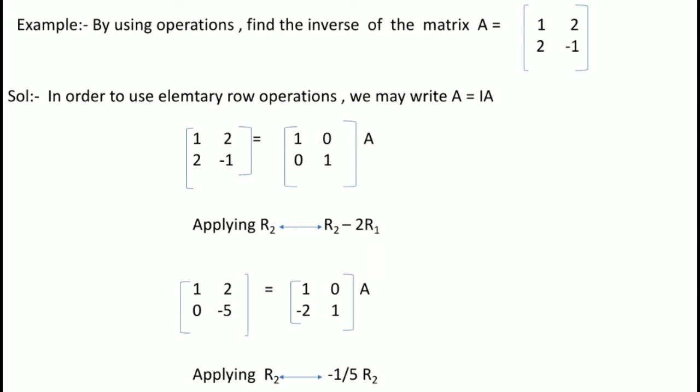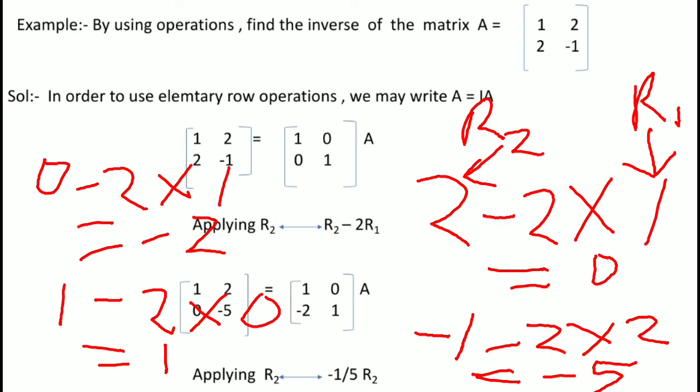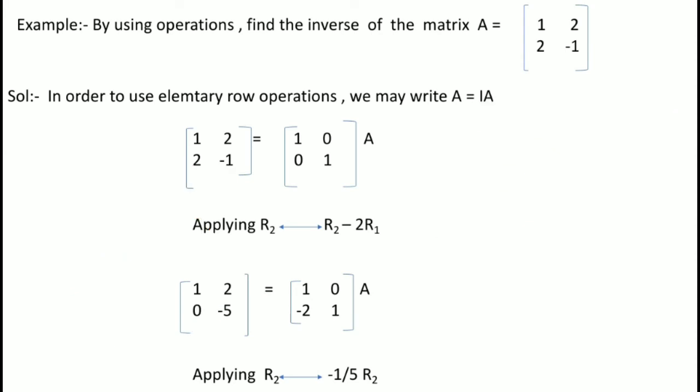It means first we have to multiply the elements of R1 with 2 and then subtract the elements obtained from the corresponding elements of R2. This operation operates on both the left hand side and the right hand side of the equation. On applying this operation, the left hand side matrix changes to 1 2 0 minus 5, and the right hand side matrix changes to 1 0 minus 2 1. So we get two elements of the identity matrix on the left hand side.